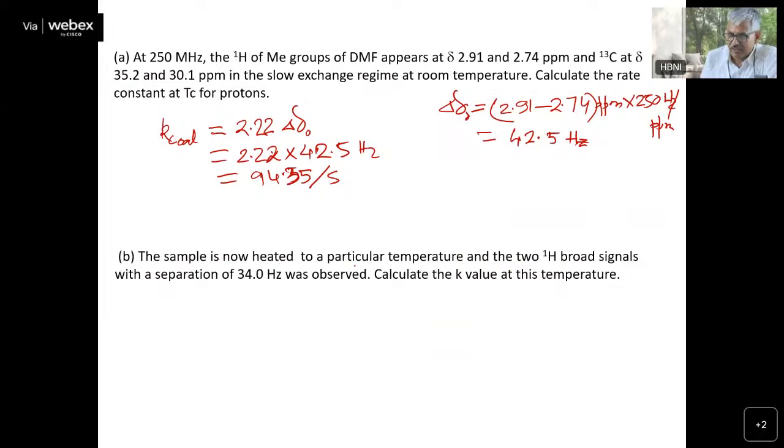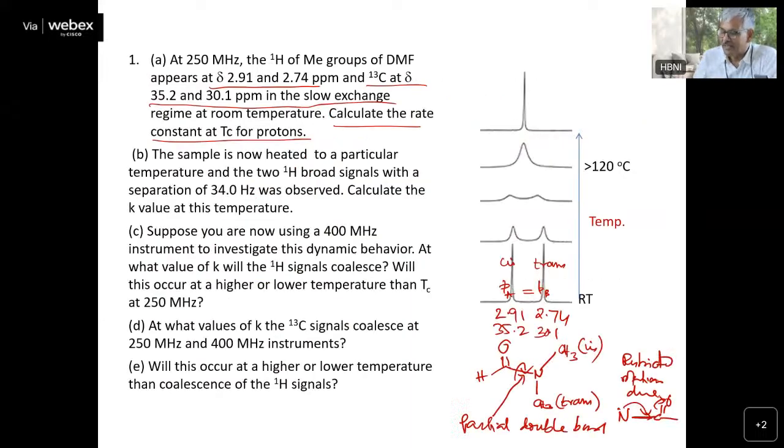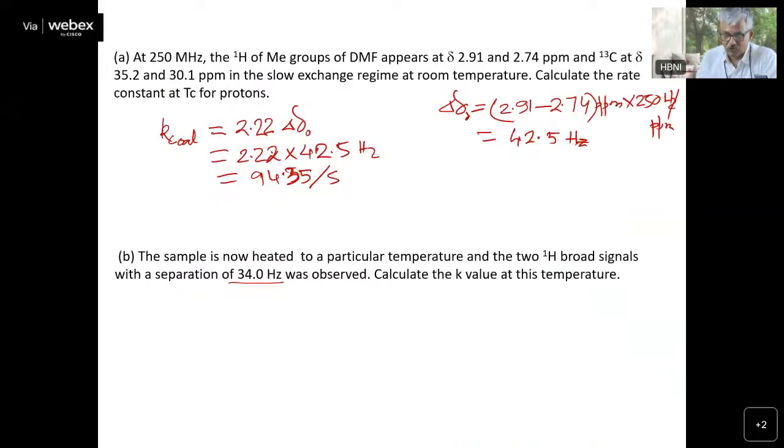The sample is now heated to a particular temperature and the two proton broad signals with a separation of 30 Hz. So you go to this situation. Now we are bringing a situation like this. See, the separation between these two and these two will not be the same. If you keep on increasing the temperature, their separation will decrease. So that's why now this is 34.0 Hz. Calculate the K value for that.